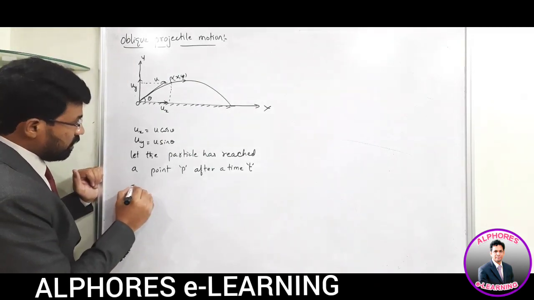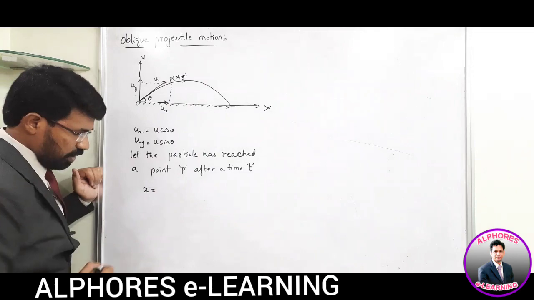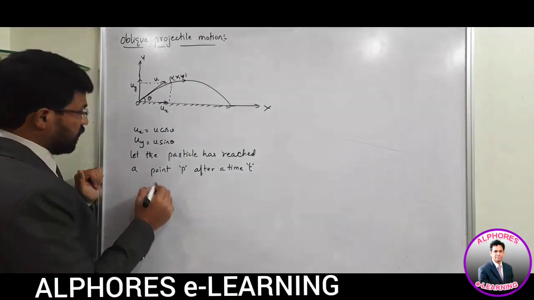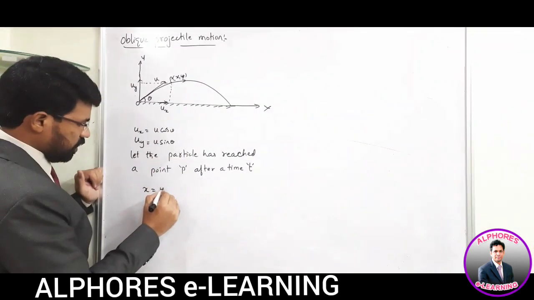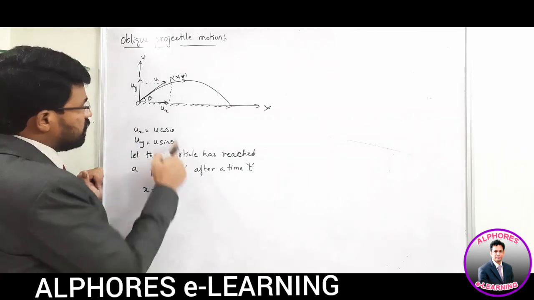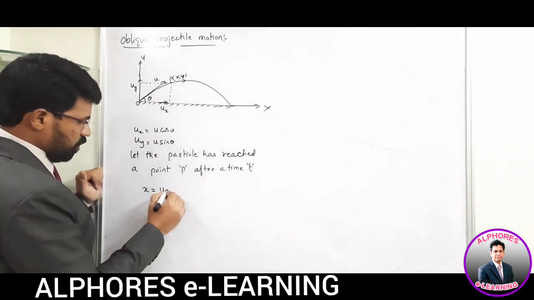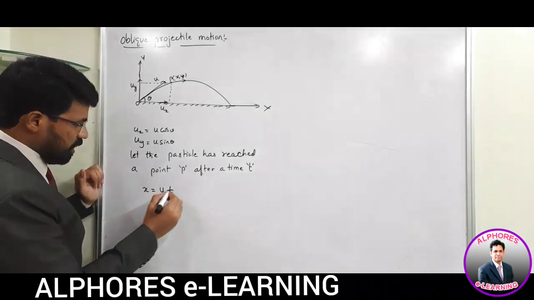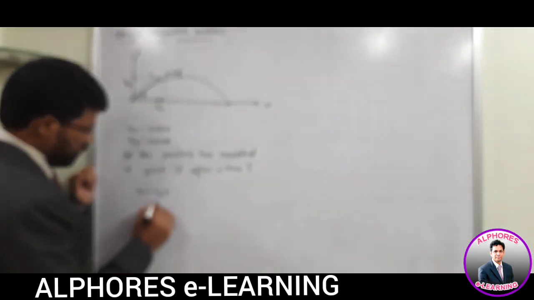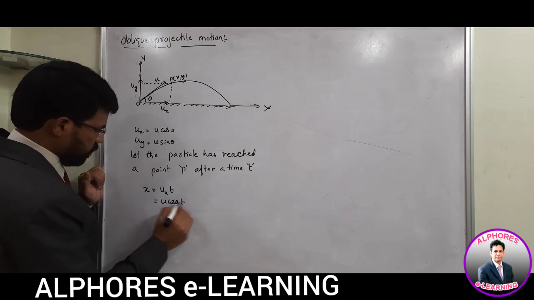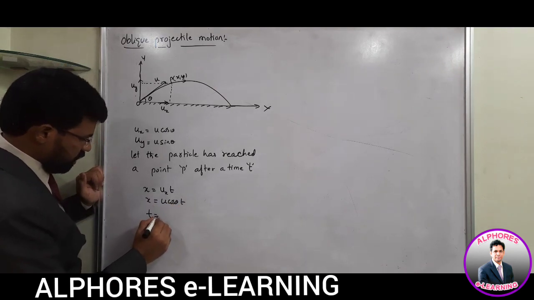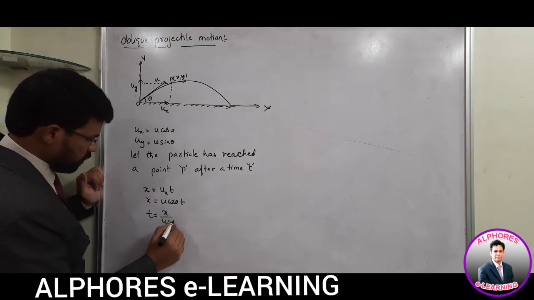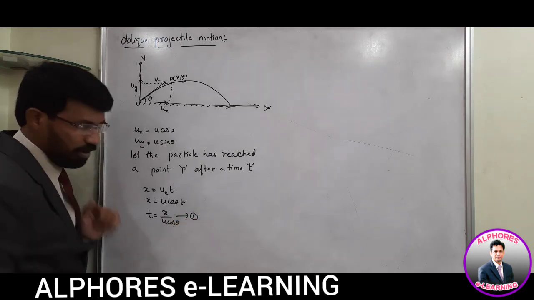See, horizontal displacement of the body can be calculated as horizontal velocity. What is the horizontal component of velocity? Ux. In how much time has it reached this point P? In a time t. So ux into t, it's nothing but x. This is the horizontal displacement, isn't it? And what is this ux? Ux is u cos theta. So u cos theta into t. So from this, t can be written as x by u cos theta. So let us take it as equation number 1.